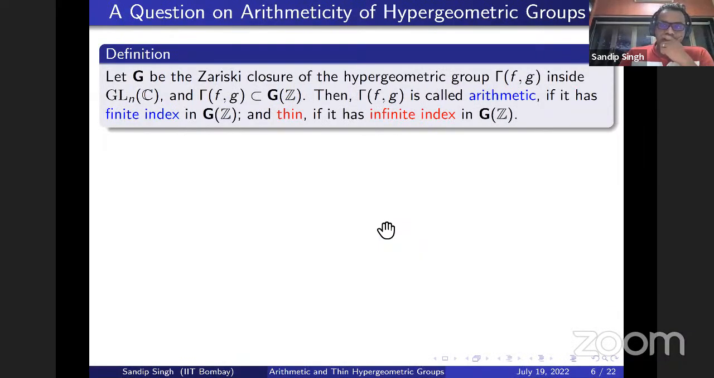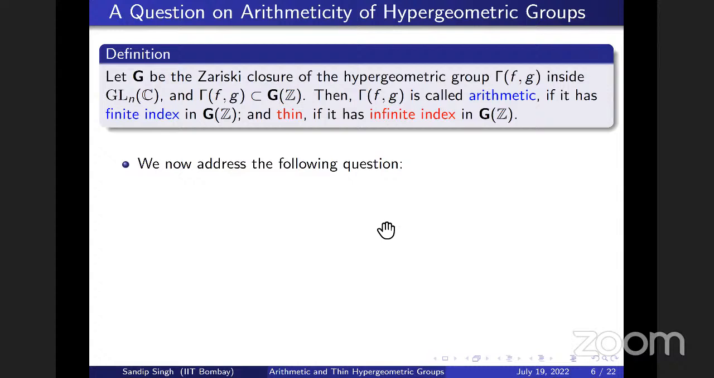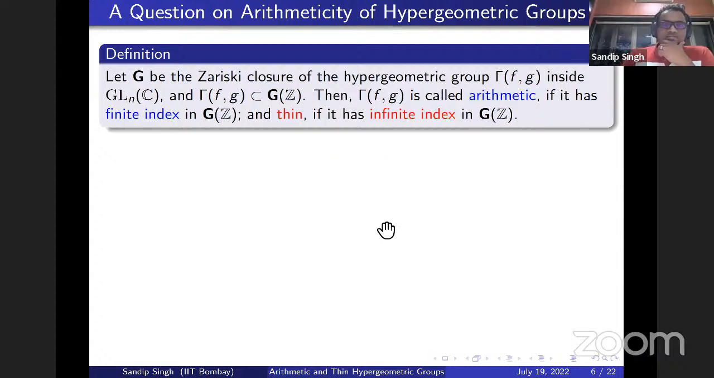Okay, so the infinite index thing is equivalent to that other thing you are telling, infinite measure. Yeah, correct. If gamma fg is a finite index subgroup of gz, then gamma fg would also be a lattice. The quotient is discrete inside gz, and we want it to be thin, so the quotient should not have finite measure. It cannot be of finite index inside gz, because in some sense that is again arithmetic, and we are not getting anything about non-arithmetic ones.